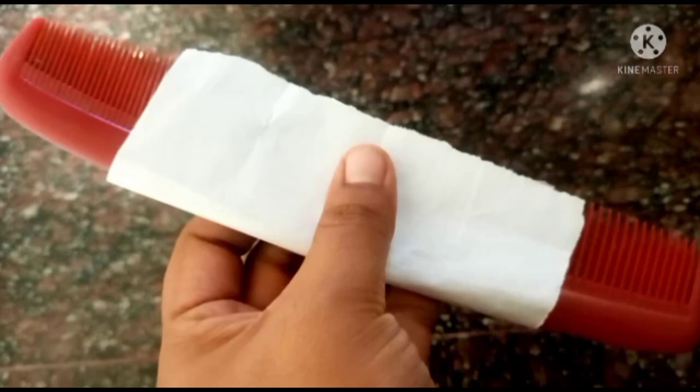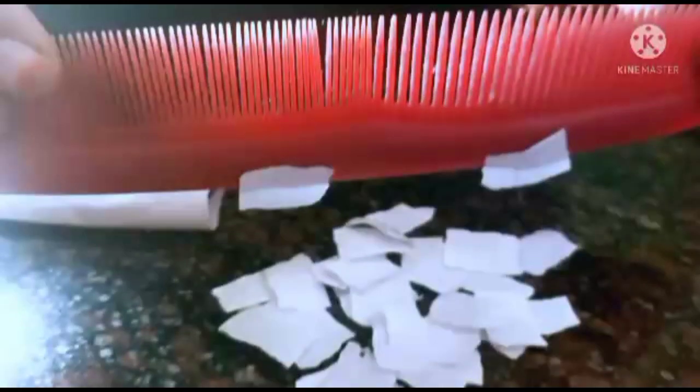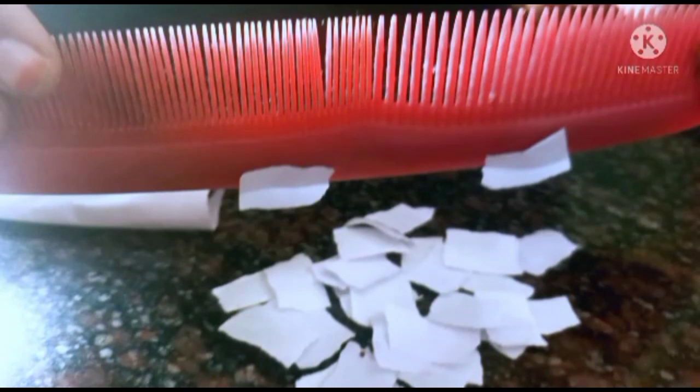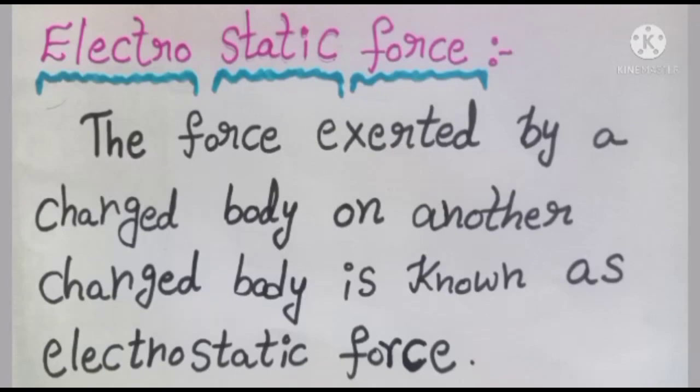The comb is now said to be a charged body. When it is brought near the bits of paper, the pieces acquire opposite charge and will rise and cling to the balloon. So, finally, the definition of electrostatic force: the force exerted by a charged body on another charged body is known as electrostatic force.